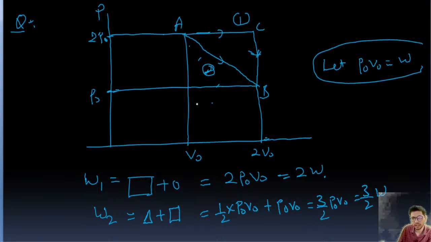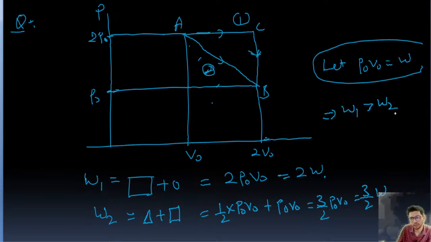The area of the rectangle is length into width. The length is V naught and the height is P naught, so P naught V naught. So 3 by 2 P naught V naught. So clearly we can see W1 is greater than W2, right? So we can write that W1 is greater than W2.